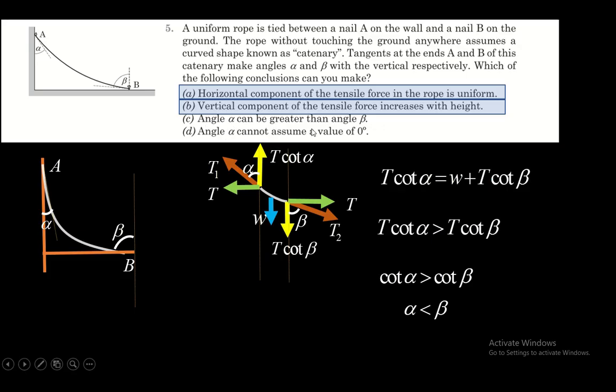Angle alpha can be greater than beta. No, it's just the opposite. If alpha was 0, then there would be no horizontal component at that point. Then how would this horizontal component be balanced on any part? Option D is correct. It's saying angle alpha cannot assume a value 0.